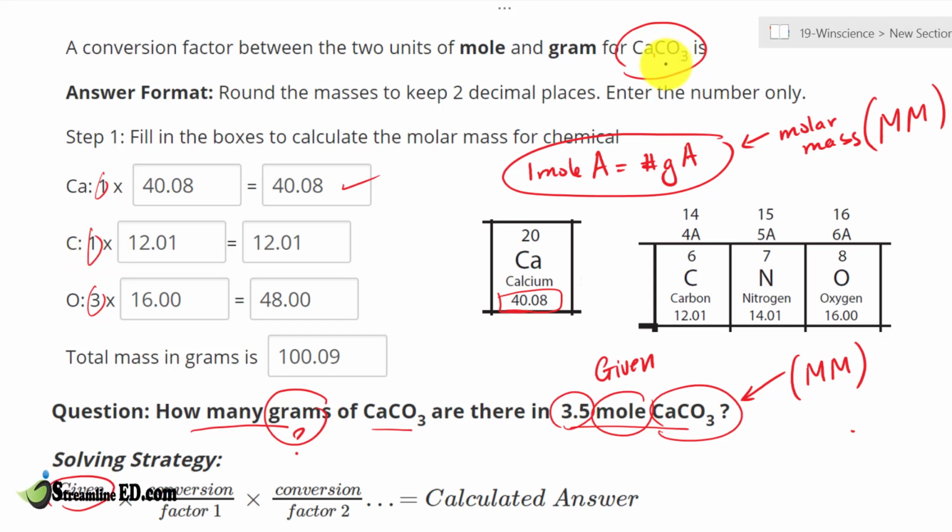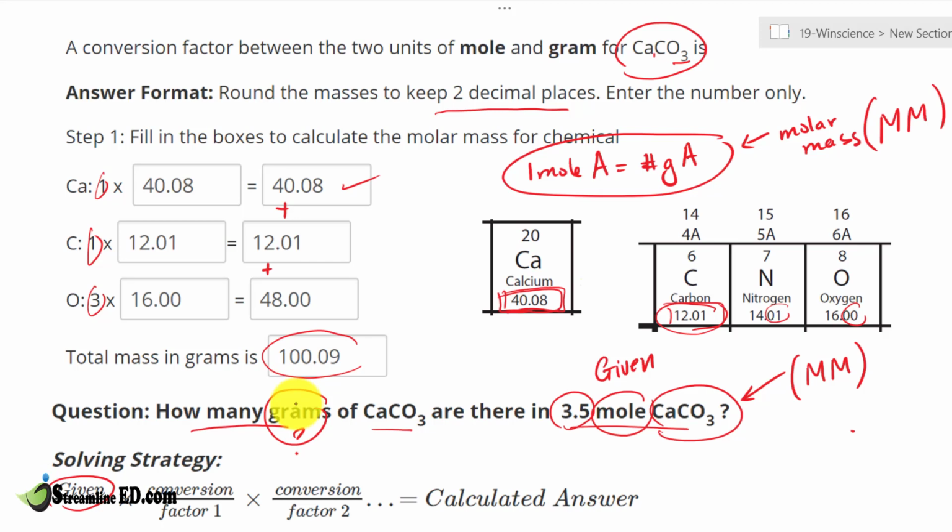For carbon, we only have 1 carbon, and it's the same thing. So in this case, carbon is 12.01, and 1 times 12.01 is 12.01. For oxygen, we have 3 oxygen. In this case, 3 times 16 is equal to 48.00. And notice we want to keep 2 decimal places because the precision of each element's mass is 2 decimal places. And therefore, our total mass, by adding all the masses of all the elements in this chemical formula, turned out to be 100.09.